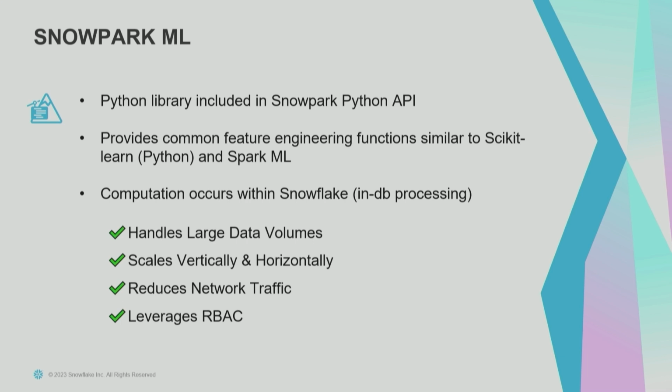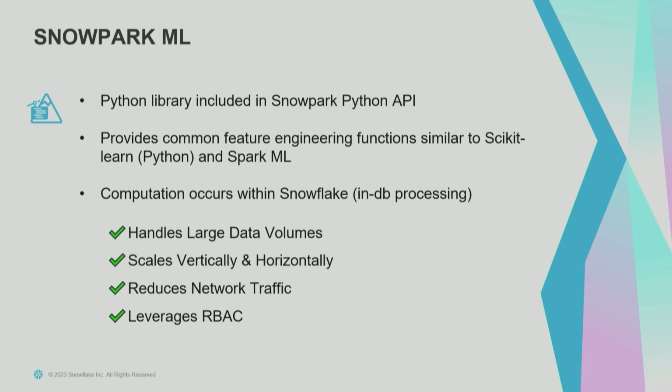All the computation is done in database, and it can deal with large volumes of data. It will scale both vertically by using large virtual warehouses or high memory warehouses, along with a horizontal scale of distributed processing. What this entails is it reduces network traffic across our notebook environment to our database and leverages the extensive RBAC controls that we already have in place in Snowflake.